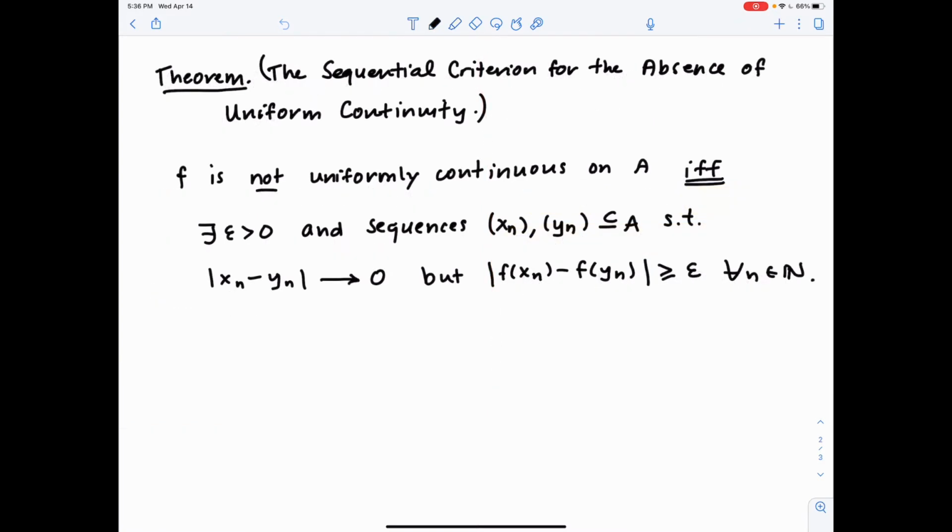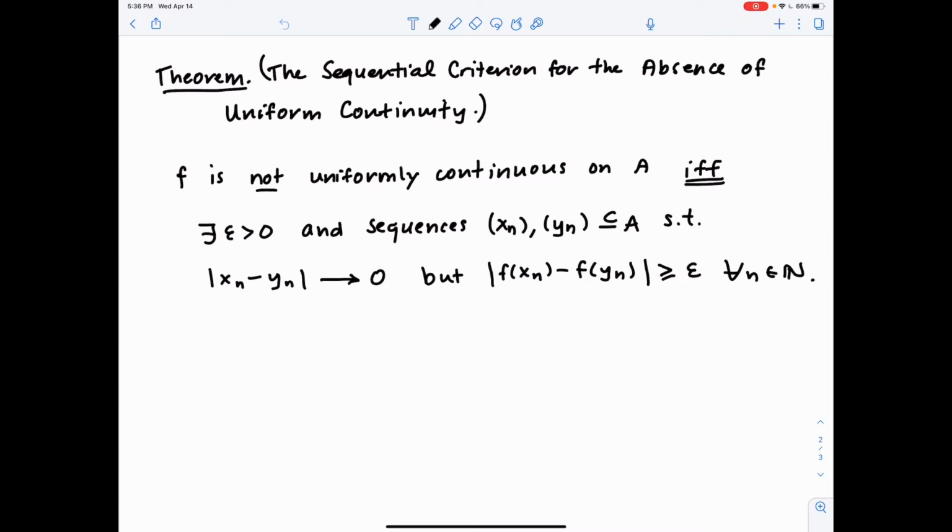Okay, so here's the theorem. It has the most ridiculous name. This is not a name that you would necessarily see in a different textbook, so I'm not expecting you to memorize it, but it's called the sequential criterion for the absence of uniform continuity.